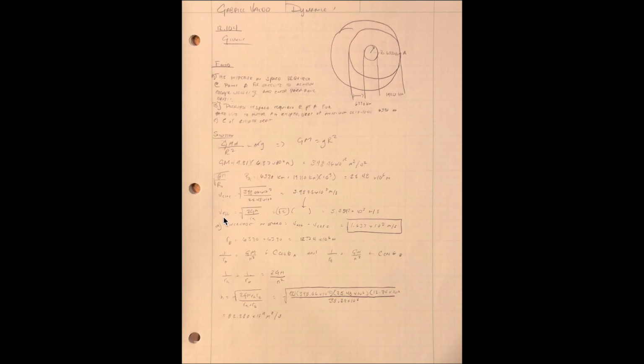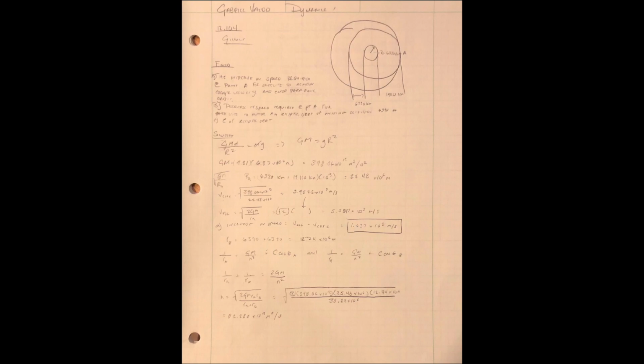Now the escape velocity is going to be the square root of 2GM over r_A. We already found the square root of GM over r_A to be 3.95. So we just multiply that by the square root of 2, and we get the escape velocity to be 5.5897 times 10 to the 3 meters per second. So therefore, the increase in speed is going to be the difference between the two, the escape minus the circle velocity, and that'll equal out to 1.637 times 10 to the 3 meters per second.